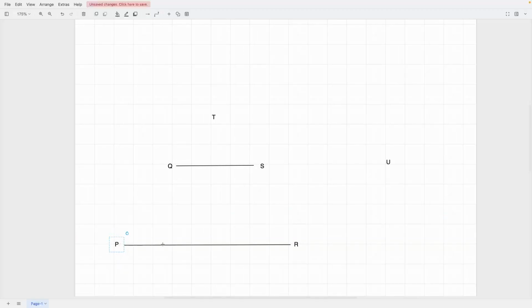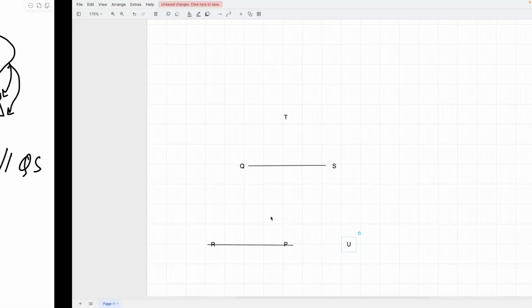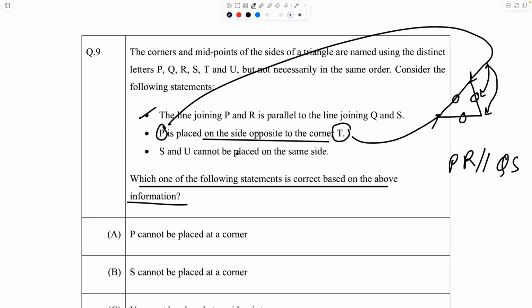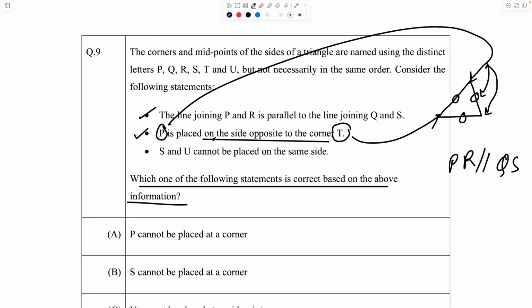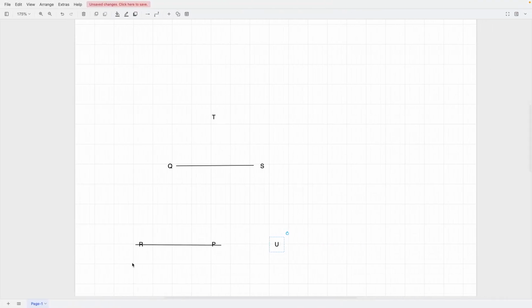But it is also possible that P is not on a corner. P can be in the middle and U can be on the leftmost corner, right? That is also a possibility. Likewise, it is also a possibility that R is placed over here and U is placed over here. These are the possibilities. The second constraint, that P must be placed on the side opposite to the corner T, has been satisfied. Very good.